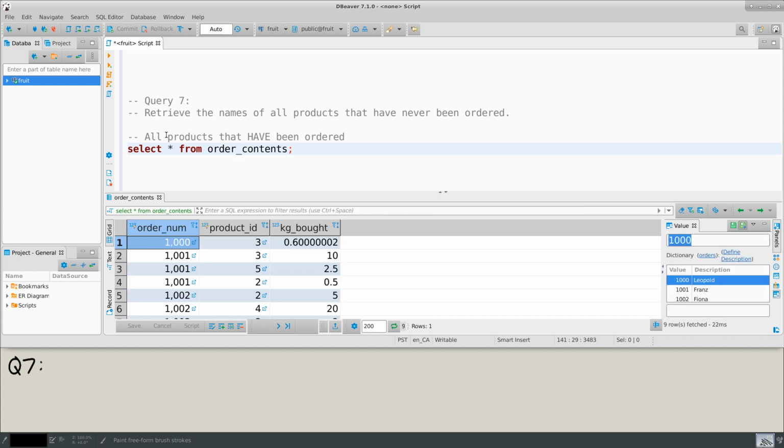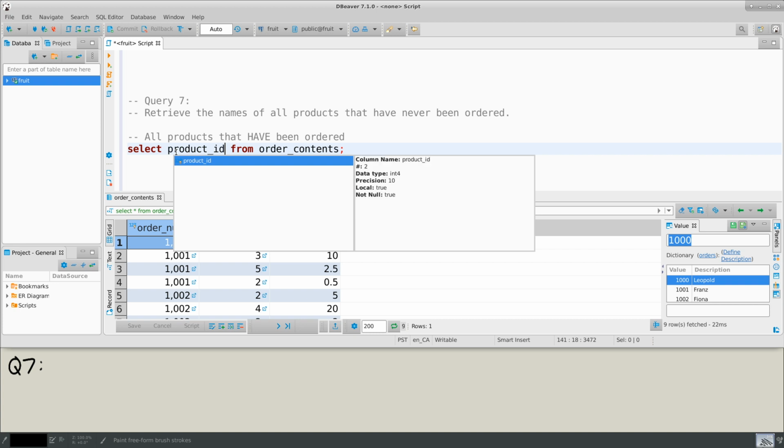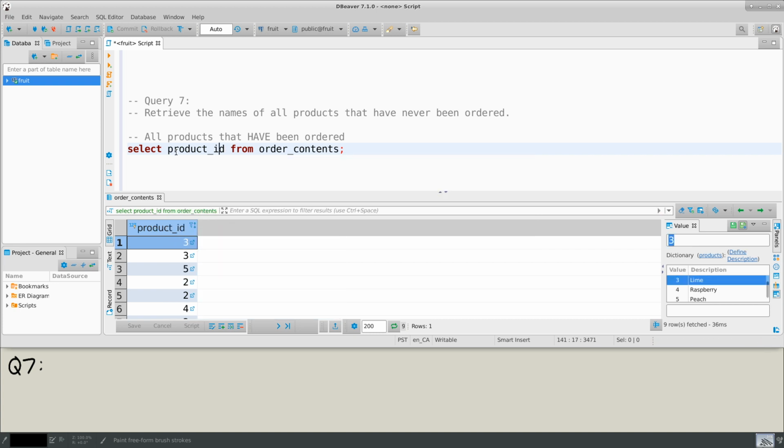Okay, there are all of my familiar order numbers, products, and kilograms. But I just want to know the products that have been ordered. Okay, it's this. Product ID from order contents. Okay, so that's all the products that have ever been ordered. Okay, great. I guess I could do select distinct. So there's all the products that have ever been ordered. And what's weird about this is that if I ask you a question like, find me all the products that have been ordered, this is typically what people would come up with.